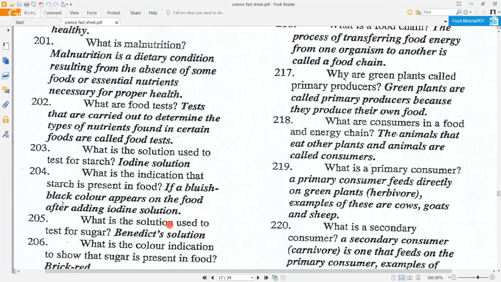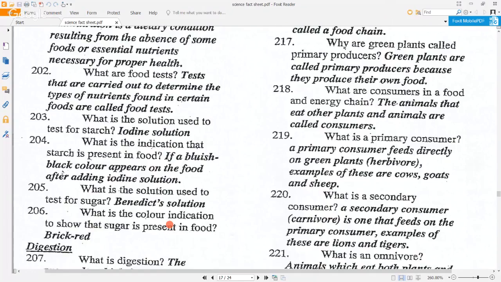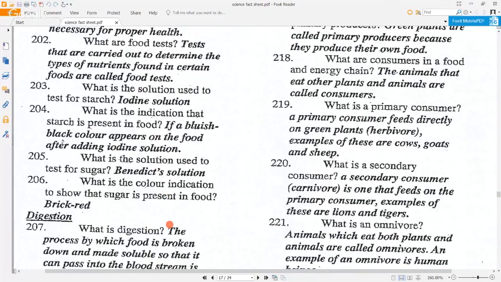What is the solution used to test for sugar? Okay, another form of carbohydrate. Benedict's solution. What is the color indication to show that sugar is present in food? Answer, it shows brick red.